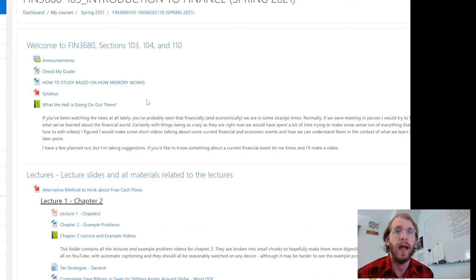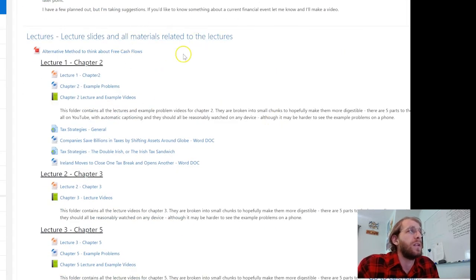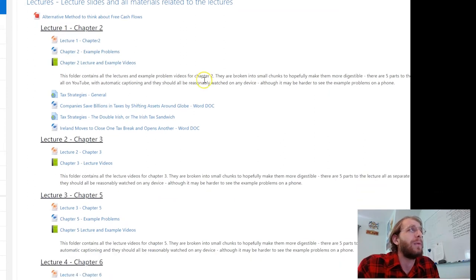about how the brain works and how we remember things. So it's there. Of course, you don't have to read it. There's no exam. But it might help you if you find you're struggling in this or any other class. Okay. The next thing you'll see is all the lectures posted. They're broken down by chapter. You'll see the PowerPoints, the example problems, right?